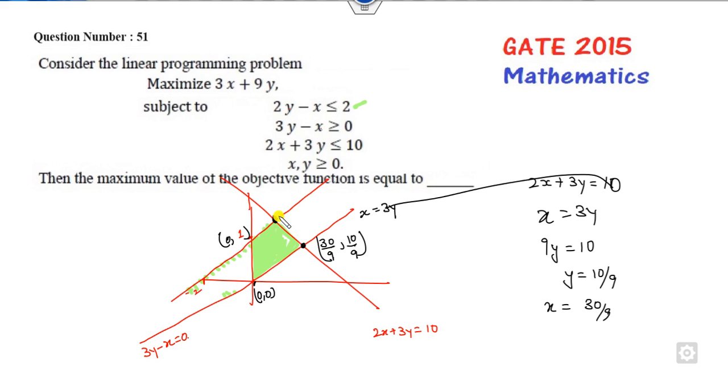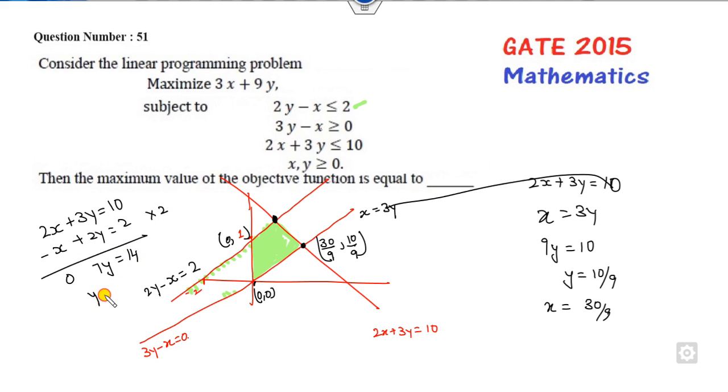Now you find this point. This is the line corresponding to 2y minus x equal to 2, and here 2x plus 3y is equal to 10, minus x plus 2y is equal to 2. So I can multiply this by 2 and add them. So 4 plus 7 is 14, so y is equal to 2. Once y is equal to 2, you can substitute here, it's 4, x is equal to 2. So this point is 2, 2.